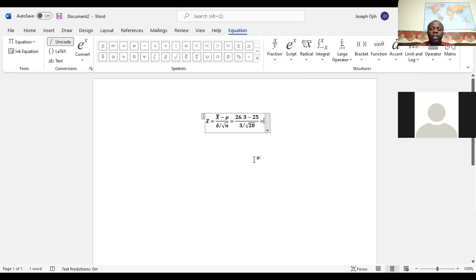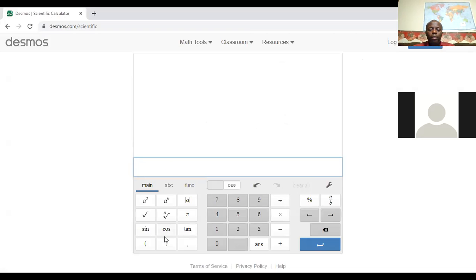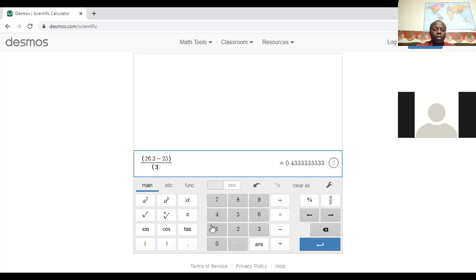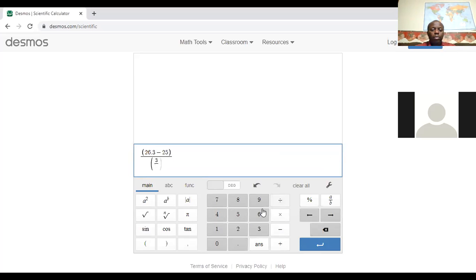Now let's plug this into the calculator, and then we get our answer, and then we can find the probability. We have 26.3 minus 25, divided by the standard deviation of 3 over root n, which is 3 divided by the square root of 20.